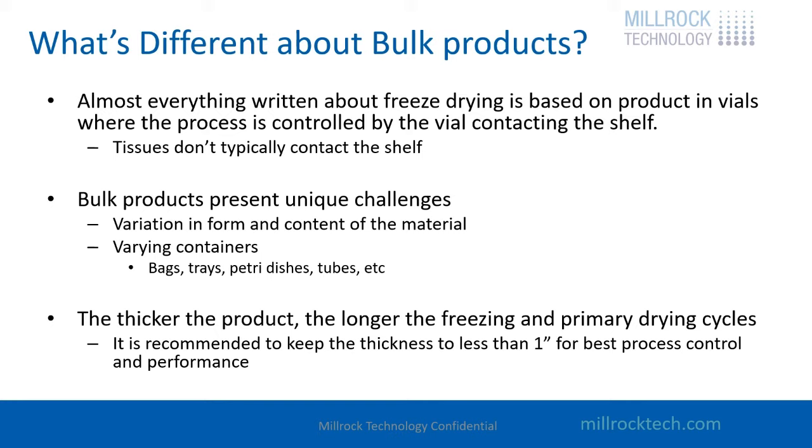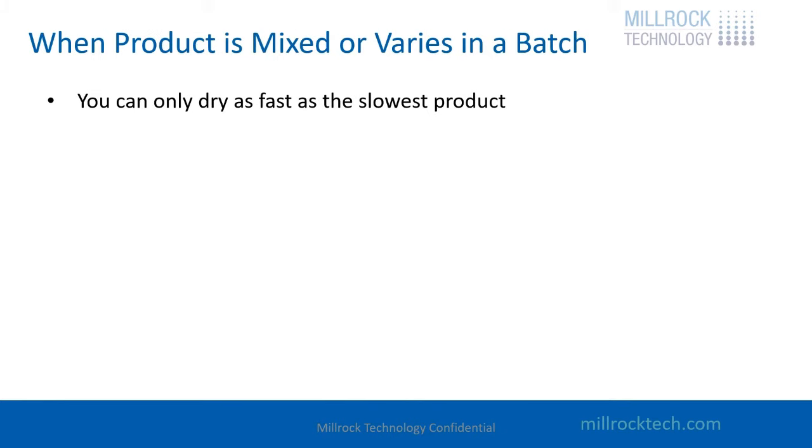And if you're freeze drying in a tray, it's important to understand that the thicker the product, the longer the freezing and primary drying cycles. We really don't recommend anything greater than 1 inch. Optimal is about a ½ inch thick, because the thicker you go, the harder it is to freeze the product all the way through. And when you're in the primary drying cycle, there's more resistance to the sublimation process as the product dries. So try to minimize the thickness of the material to maximize the robustness of your process.